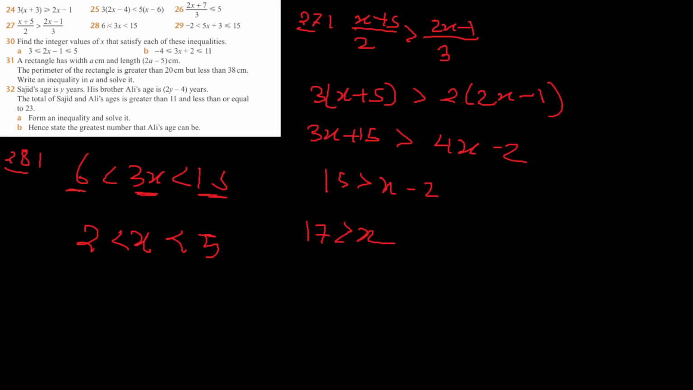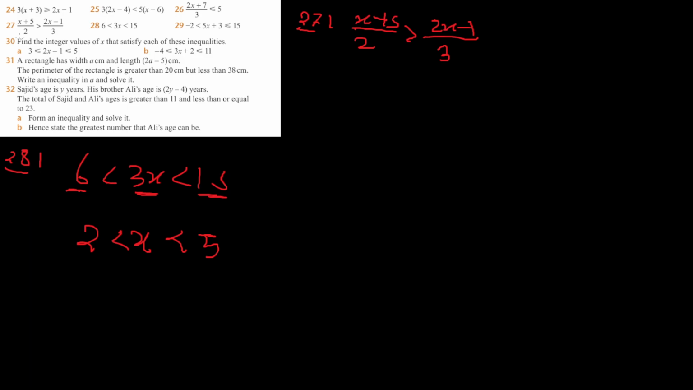Now let's do 30. Let's just get rid of all of these. So it asks us to find the integer value of x that satisfies each of them. So it's basically like the first question. So let's do number A first.